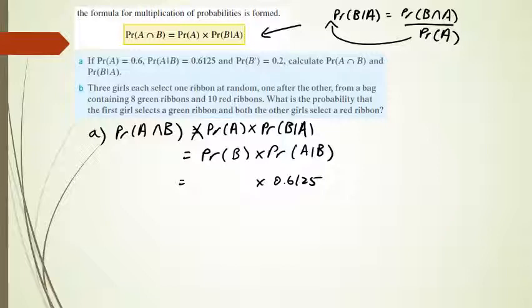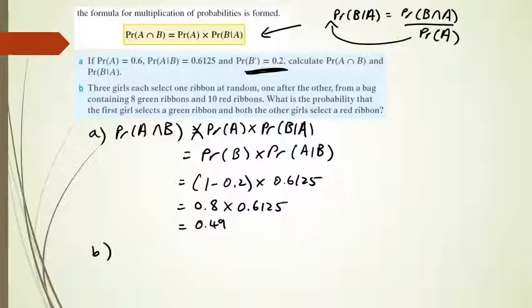However, we need probability of B. B complement is 0.2, so that means probability of B must be 1 minus 0.2, which is 0.8, times 0.6125. Then you just put it in the calculator, and you should get 0.49.